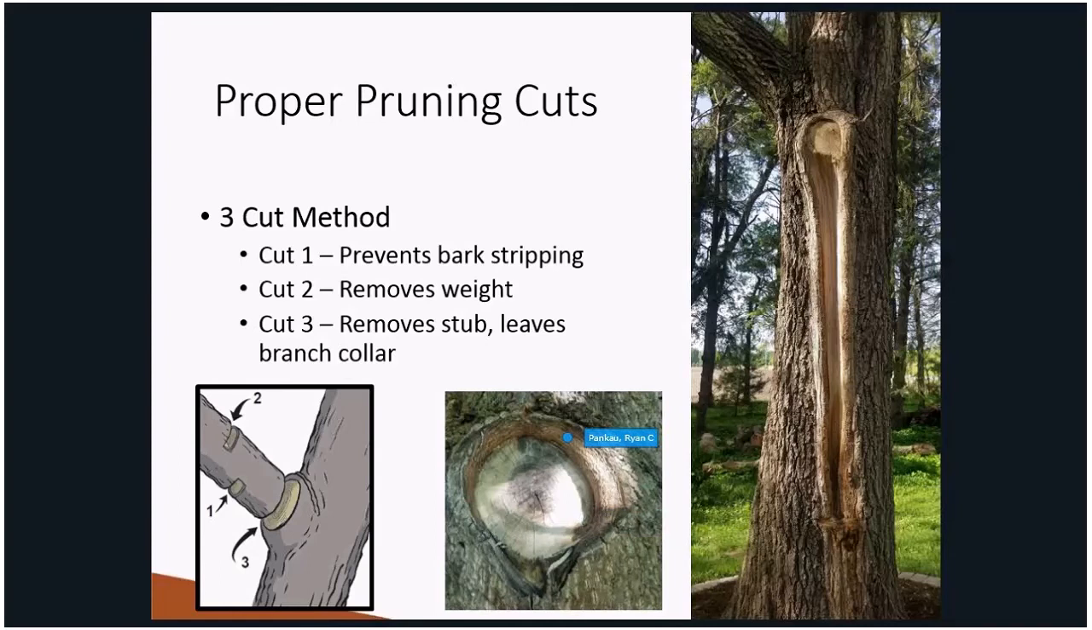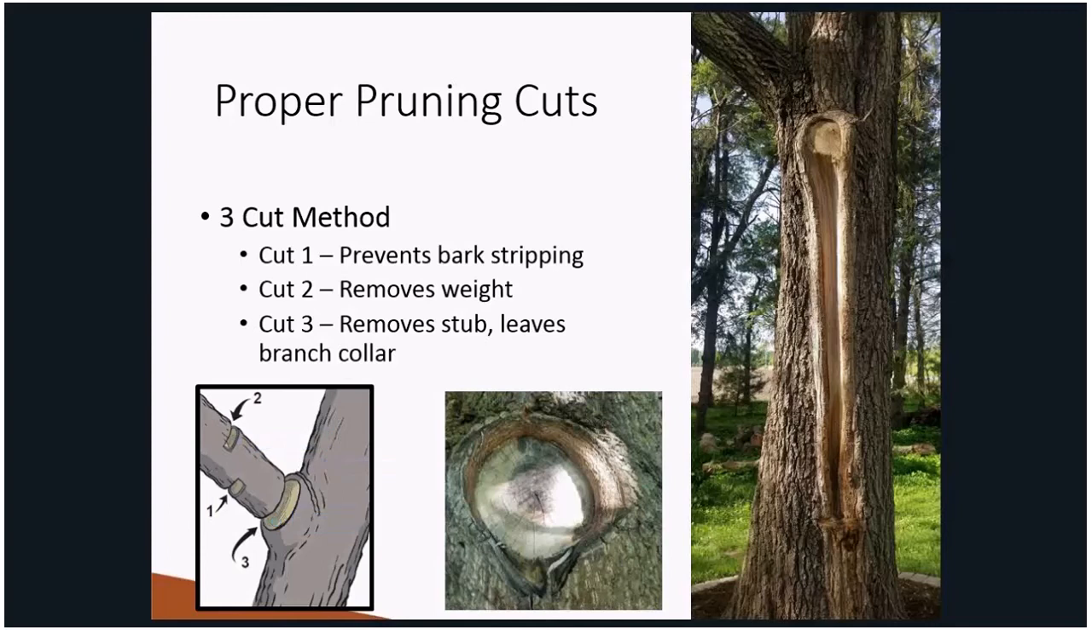So really important to follow this three-cut method on a larger limb. And I've even found certain trees, as you start to prune them, even on smaller limbs, can have a tendency to strip like this as you start to cut the limb off and the weight comes down and pulls the fibers. So even on very small limbs, going back to this model of the three-cut method, a lot of times I definitely do this undercut to relieve some of the tension and cut through.